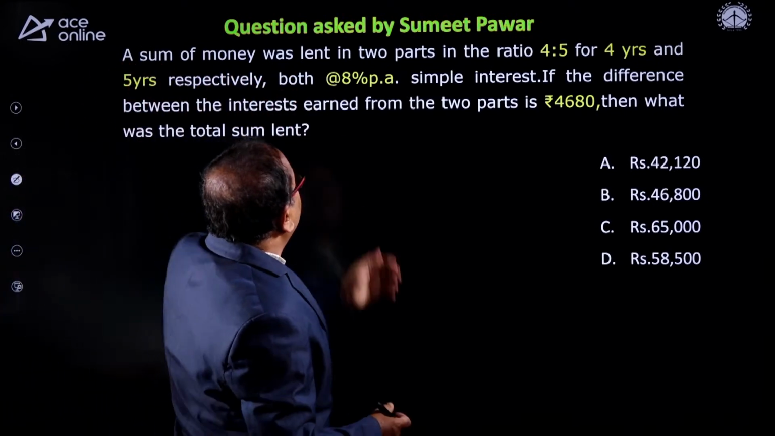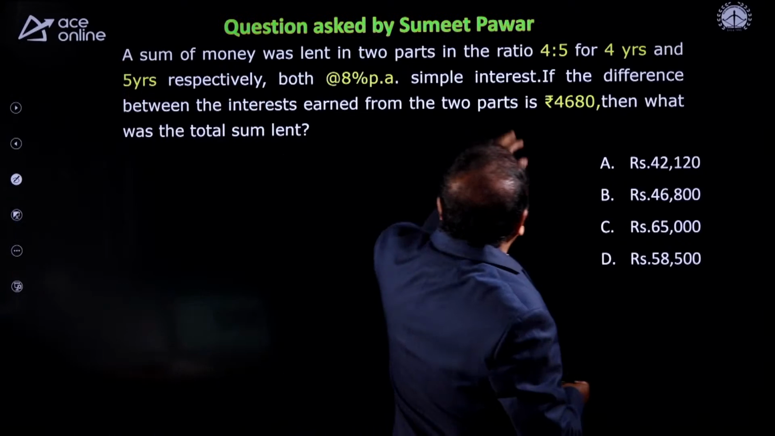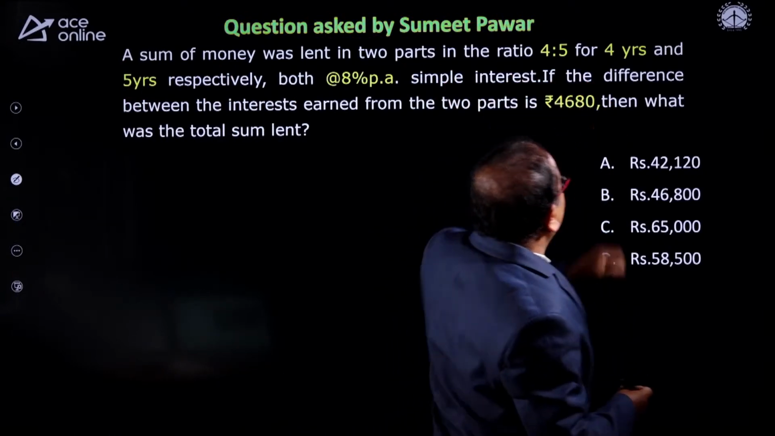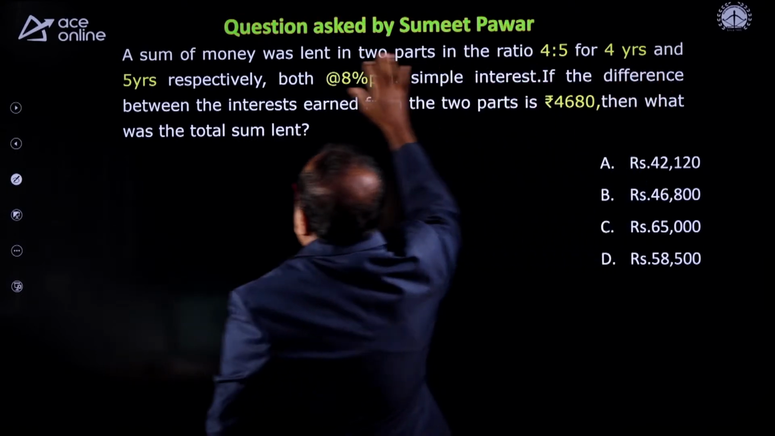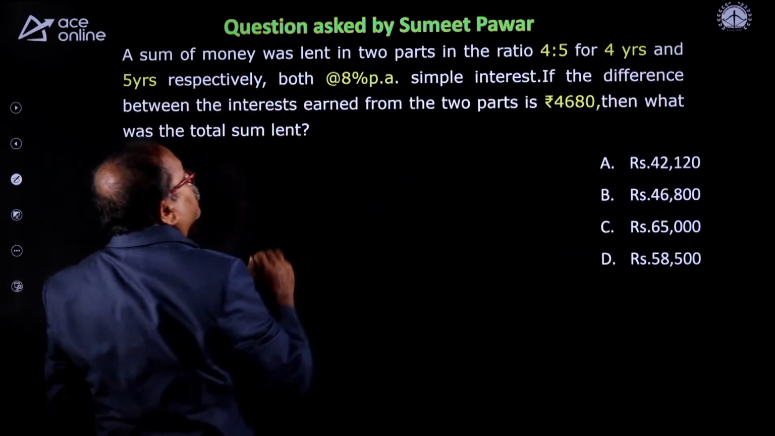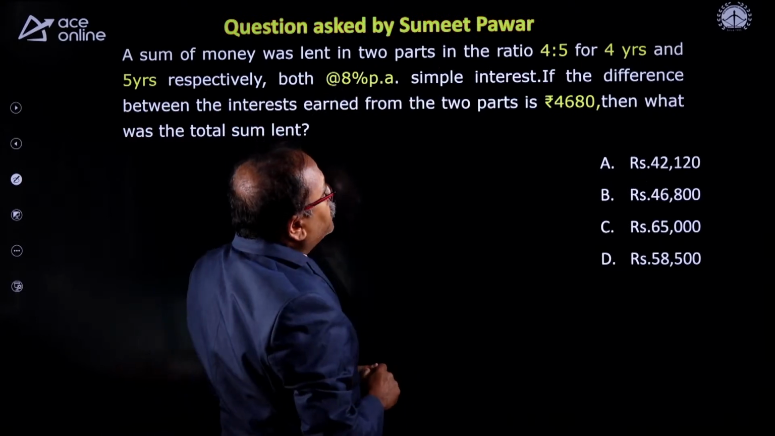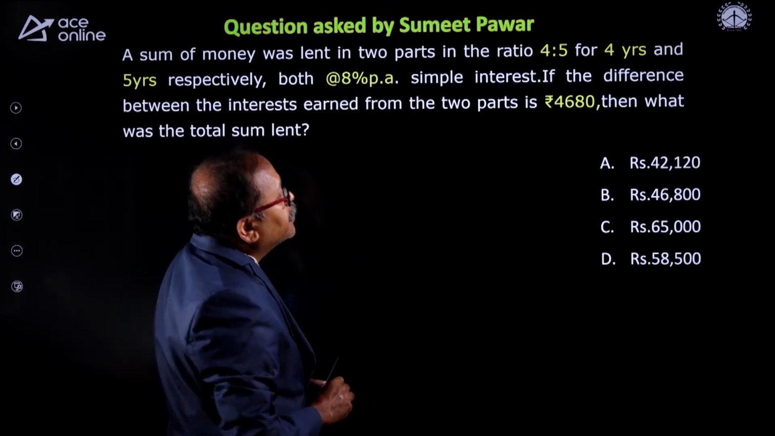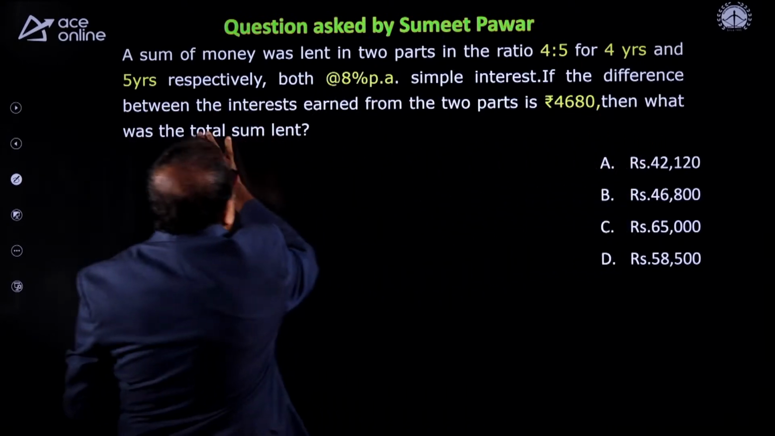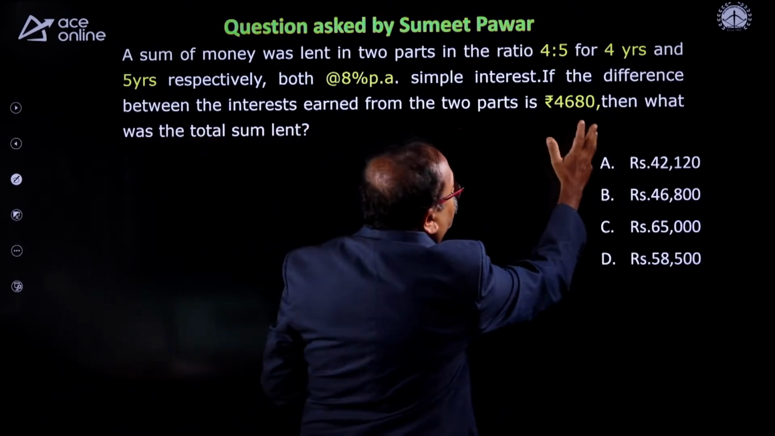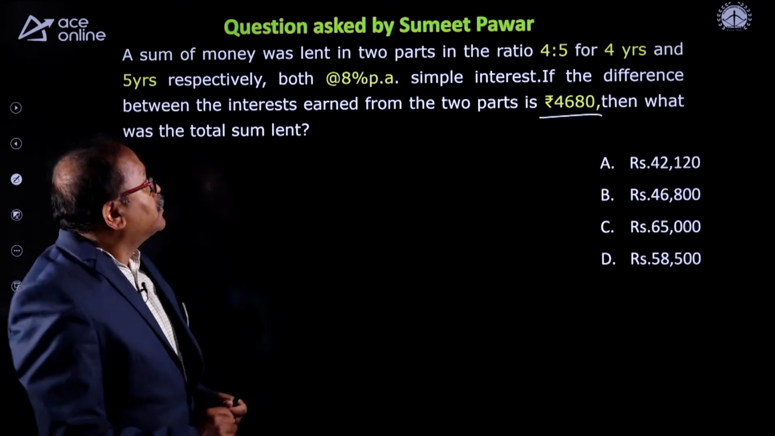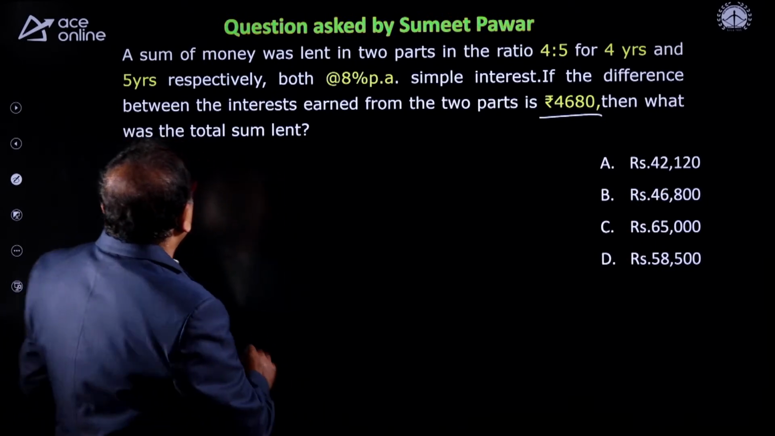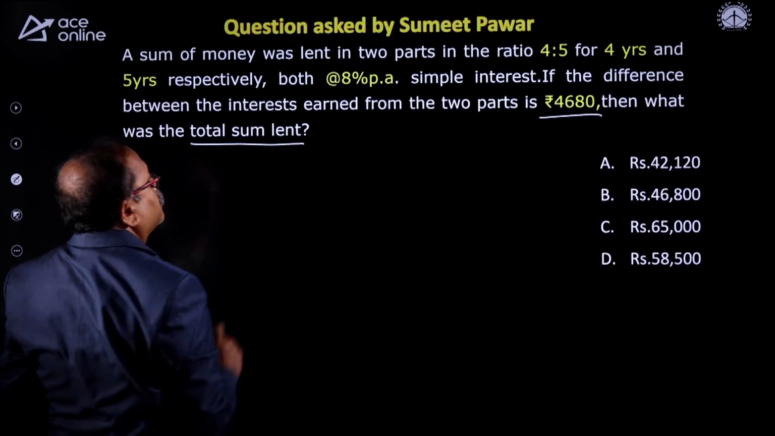A sum of money was lent in 2 parts in the ratio of 4:5, Mr. Sumit, that is what you asked, for 4 years and 5 years respectively, both at 8% per annum simple interest. If the difference between the interest earned by the 2 parts is given, then the question is: what is the total sum lent?